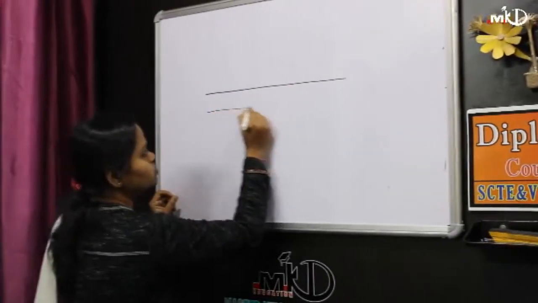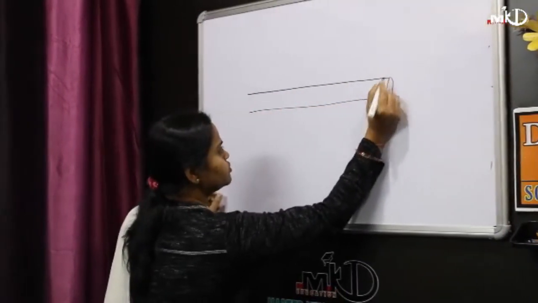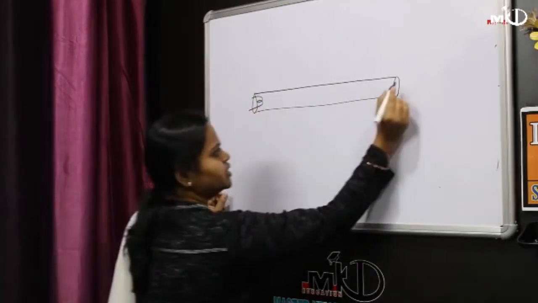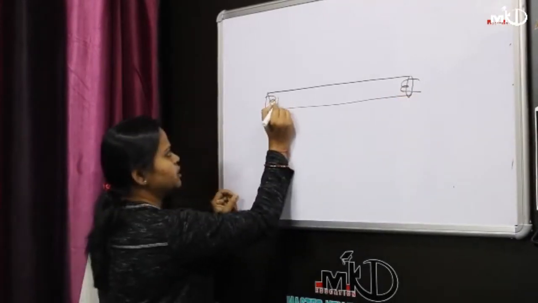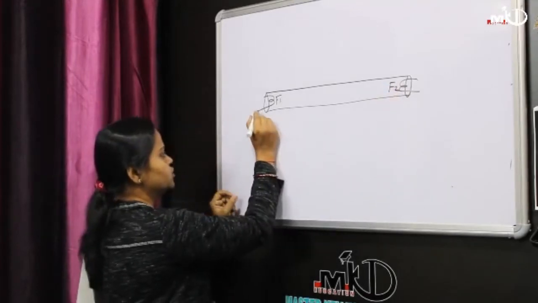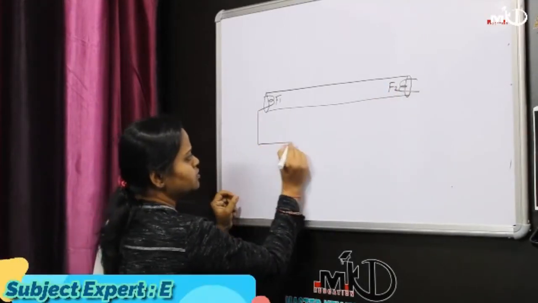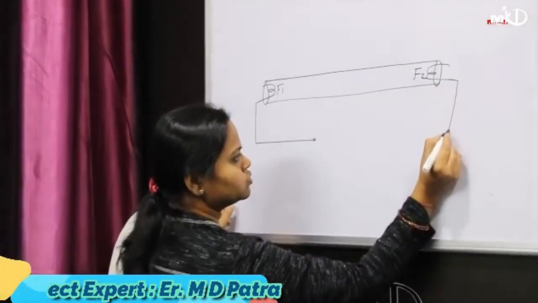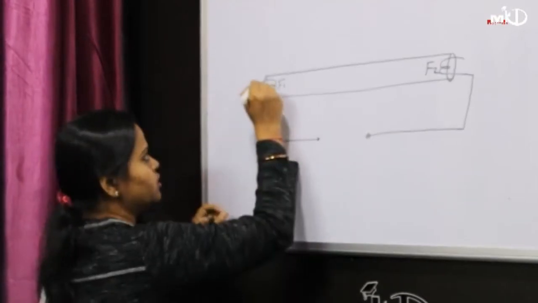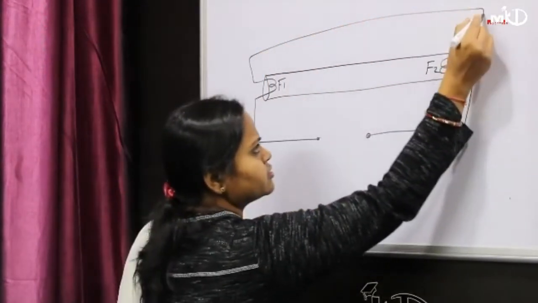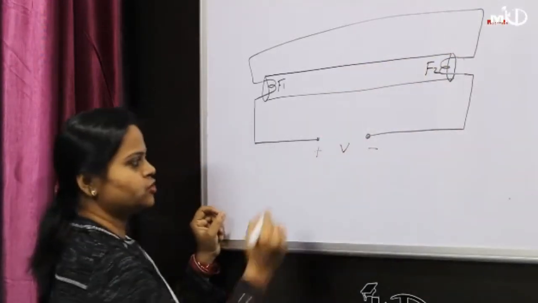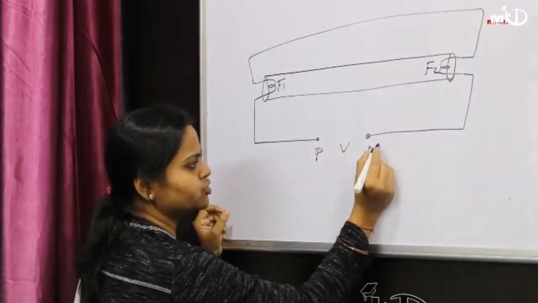So this is the tube, like this. Here, this is the filament. I am giving the names: suppose F1, filament 1, and F2, filament 2. Now suppose the choke is not here. I am not drawing the choke now. It is connected like this. This is the supply voltage, plus minus or phase neutral, whatever. It is the AC supply, so it is phase neutral.